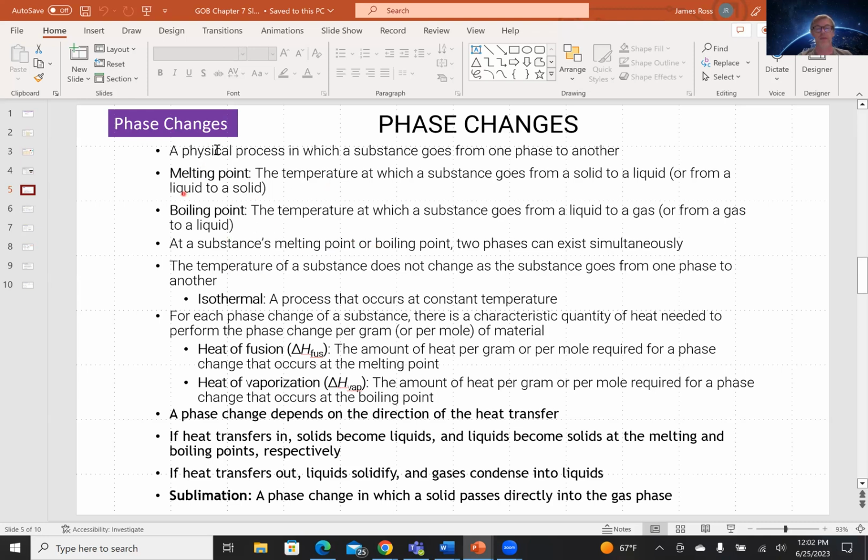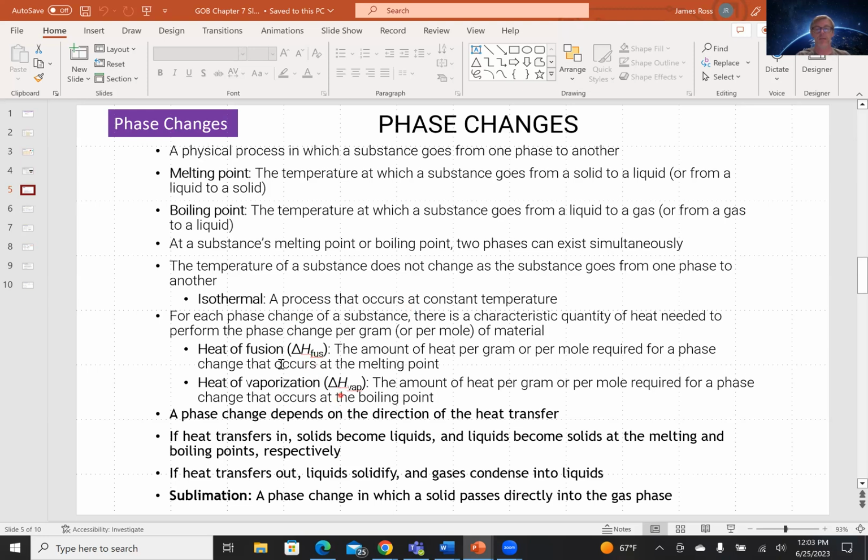So we can cause these physical changes by adding heat. Obviously, if we add heat, we would first melt and then boil. If we remove heat, we would first condense and then freeze. There's a little bit of language here. If a process is isothermal, then we would say that that process happens at constant temperature. Here, thermal means temperature and iso means the same. So an isothermal process occurs at constant temperature.